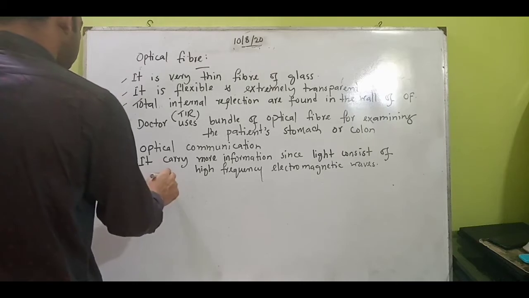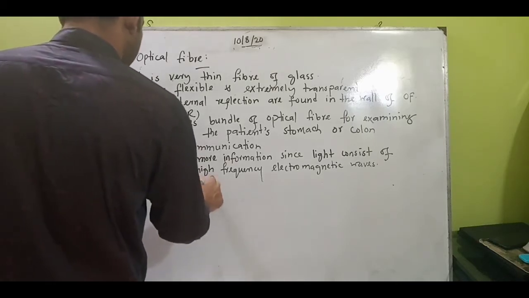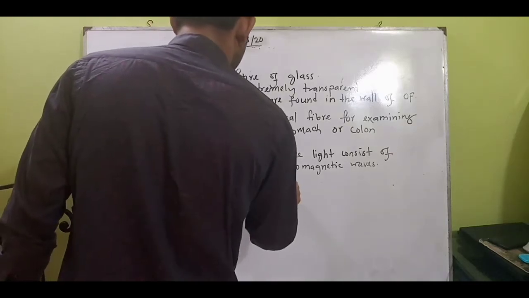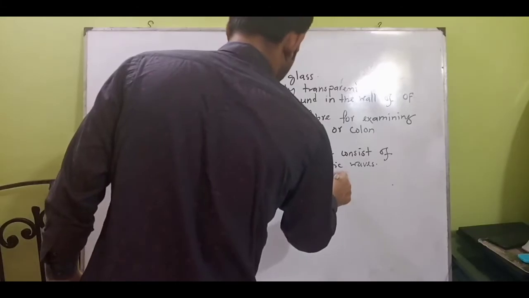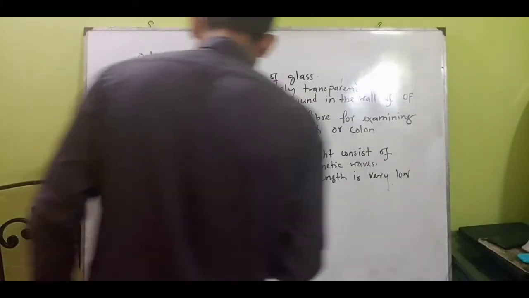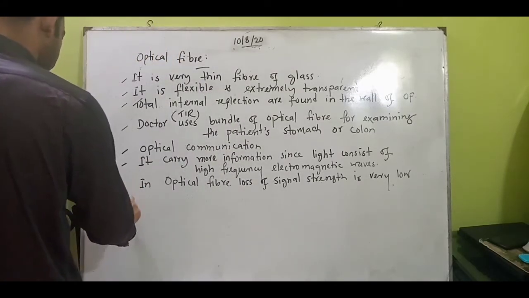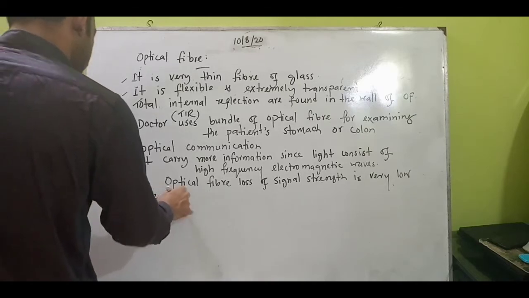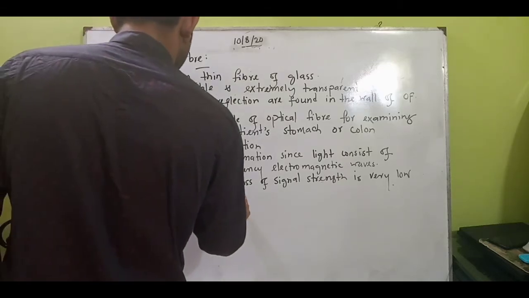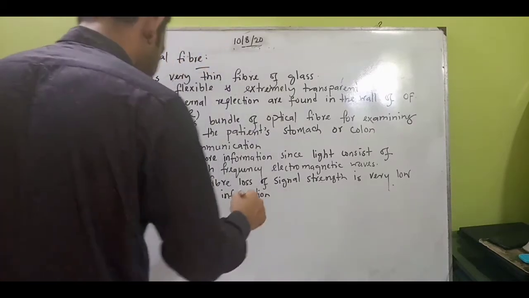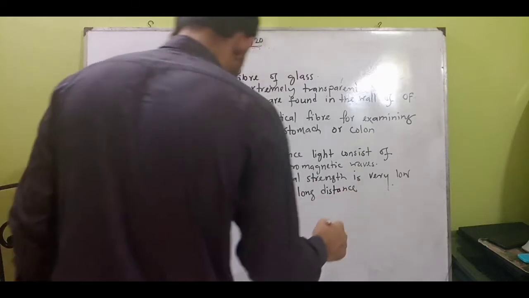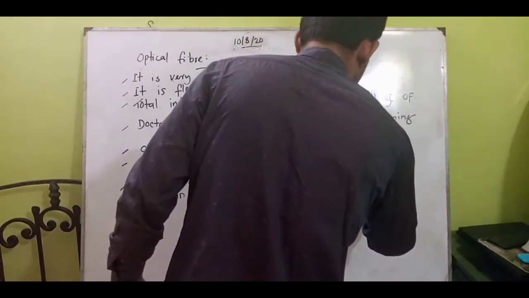In optical fiber, the loss of signal strength is very low. One can send information to a long distance along a curved path.